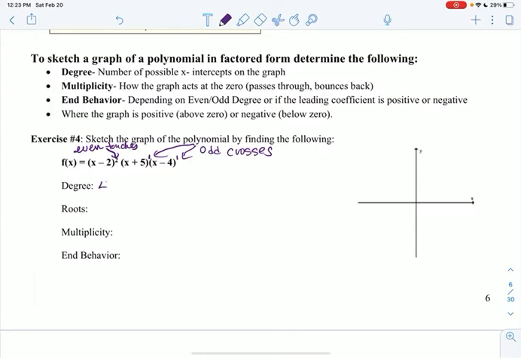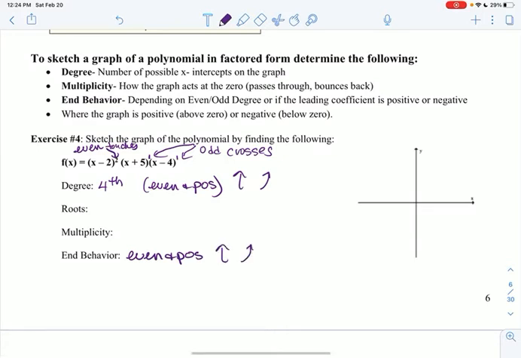All right, so that's also going to be even. And there's no negative sign. So I'm talking about the end behavior right now. It's even and positive. Even and positive, it's going to face like this, my end behavior. All right, and I should probably do that down here. Even and positive, so the end behavior is going up in both directions.